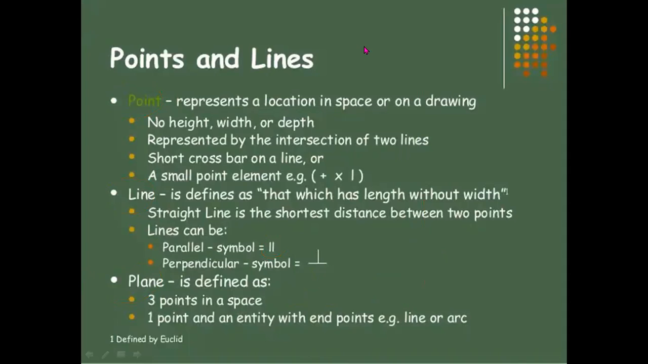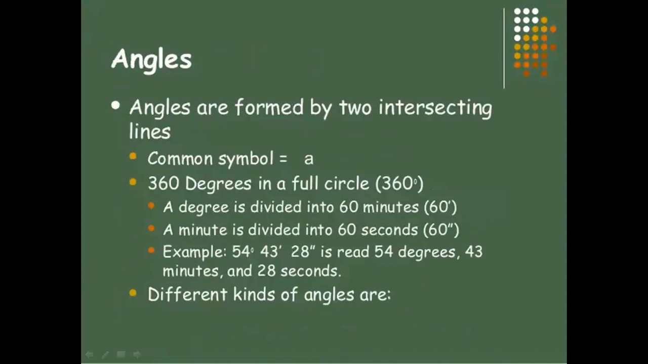Next, we have angles. Angles are formed by two intersecting lines. When two lines meet at a certain vertex, the meeting point of the two lines, they form an angle. When the angle is formed, we have different types or kinds of angles.